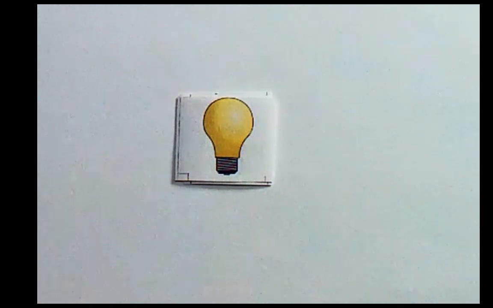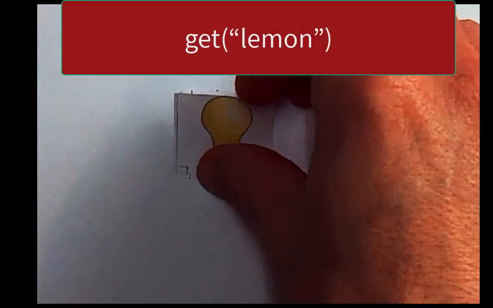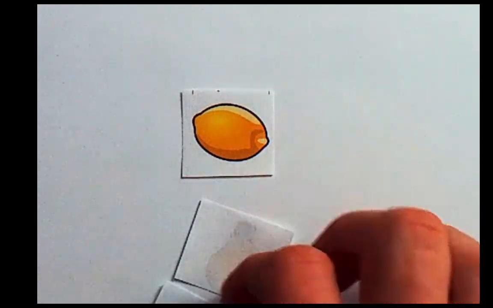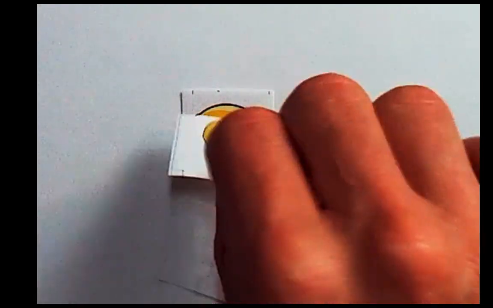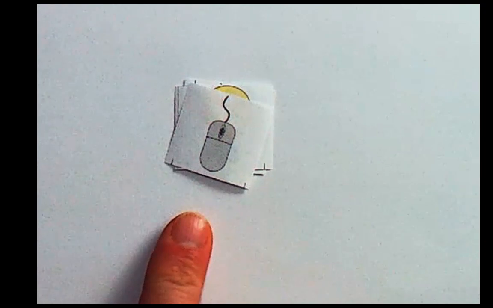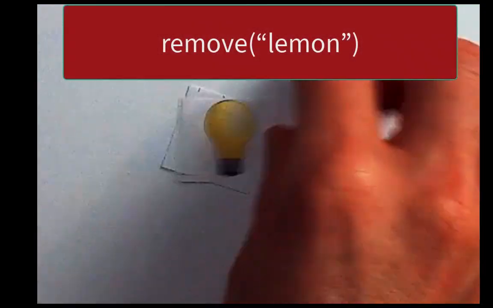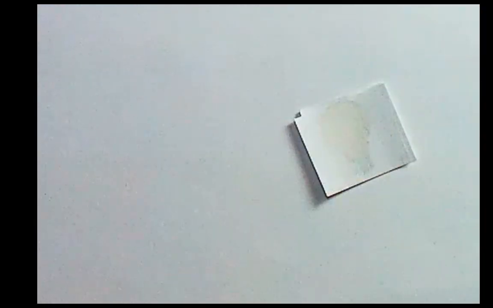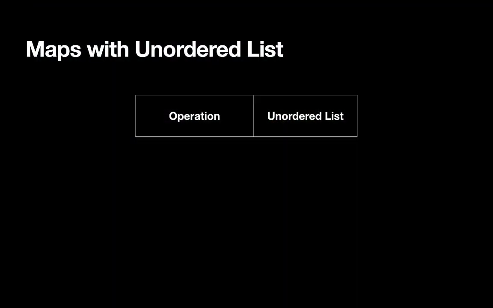Now let's think about the get operation. I want to get a lemon. Well, I can start at the beginning of the list and go through my list until I find the lemon and then return the associated value. So it looks like, again, we have to go all the way through the list. And as you might guess, when we want to remove an item, we have to start at the beginning of the list and go until we find the item, just like with the get operation. And if we wanted to remove the lemon, we would have to go until we find it and then remove it from our list.